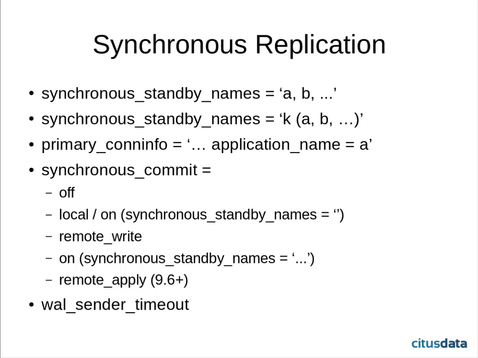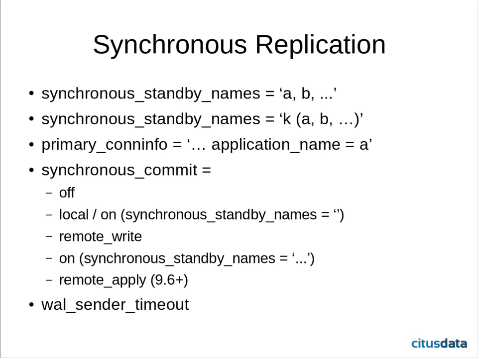The next level is that if you have on and synchronous standby names with an actual content, that means that the data has been successfully written to all your synchronous standbys and has been fsynced to disk there. So if the machine crashes and restarts afterwards, you're guaranteed to still have the data. If a commit hits all your servers, obviously that doesn't help at all.